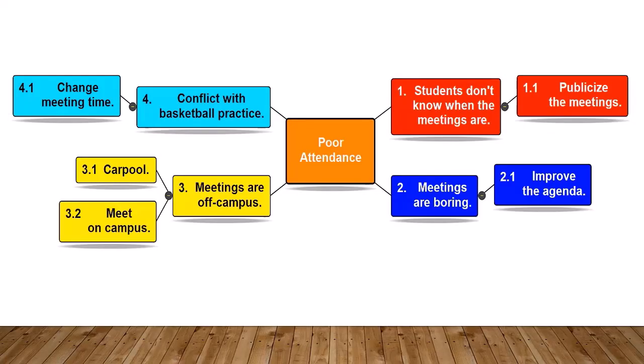It's pretty obvious, right? Solving this problem is easy, isn't it? Knowing what the problem is makes this example problem easy to solve. But what if the club officers didn't understand what the problem was? What if they just started trying various solutions? If students don't know when the meetings are, starting a carpool will not help.